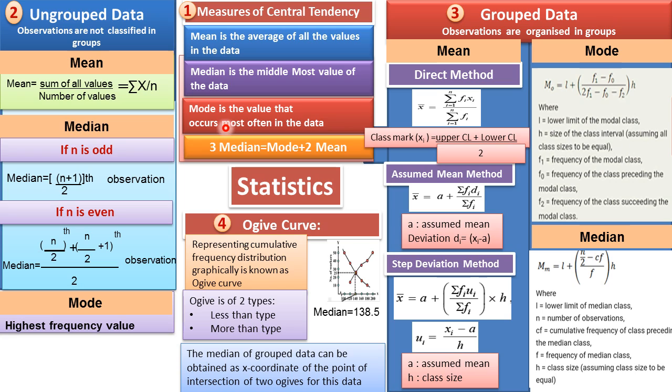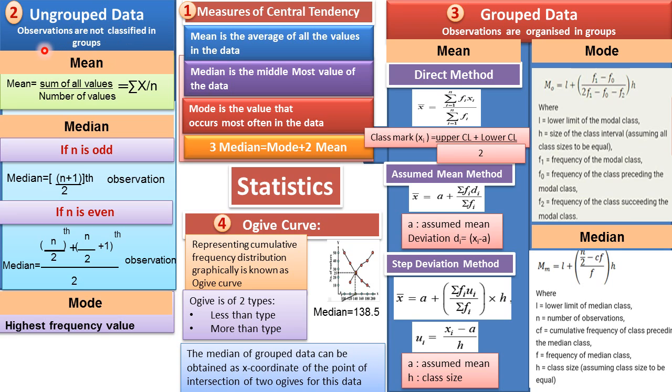So here we can relate all these three measures of central tendency: 3 median equals mode plus 2 mean. So what are the measures of central tendency? Mean, median, mode are called the measures of central tendency. The relation between these three is 3 times median equals mode plus twice the mean. Then we need to know what is ungrouped data and grouped data.